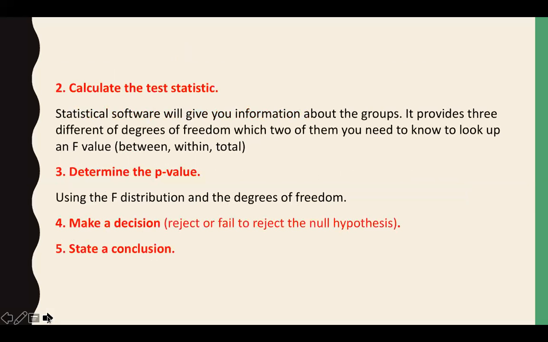Our second step is, again, to calculate the test statistic. When you're calculating the test statistic, you'll be using Minitab Express. This will provide your degrees of freedom: your between, within, and then the total of the two. And then it will also give you an F test statistic. Once you have your test statistic, you can determine your p-value using your degrees of freedom, both the numerator and denominator. Then you'll make a decision whether to reject or fail to reject the null hypothesis, and then state a conclusion at the end.